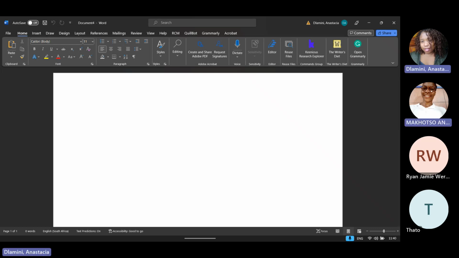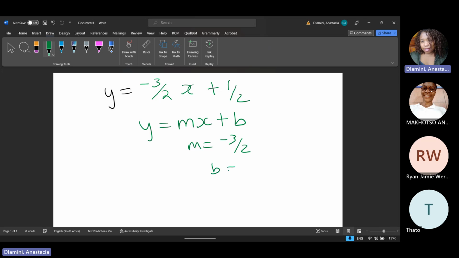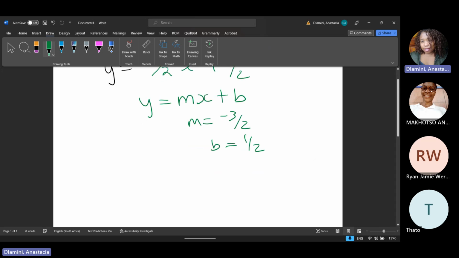Okay, so the general equation of a line is when I ask you to represent, let's say you have y is equal to what we got, basically -3 over 2x plus 1 over 2, right? This is what we got. y is equal to mx plus b, where our m is equal to -3 over 2 and our b is just 1 over 2, right?